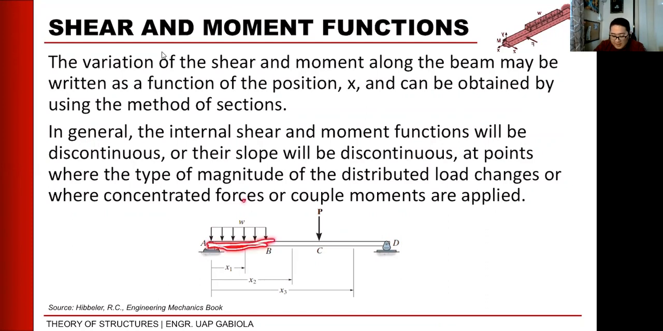Kailangan doon tayo mag-cut ng section. So, ibig sabihin, any distance mula sa A papunta sa left ni B, okay, are all considered by a single formula kapag nag-cut tayo doon. So, halimbawa, nag-cut, ito yung kinonsider nating segment, no? And then, may nakuha tayong equation for shear tsaka moment in terms ng x.